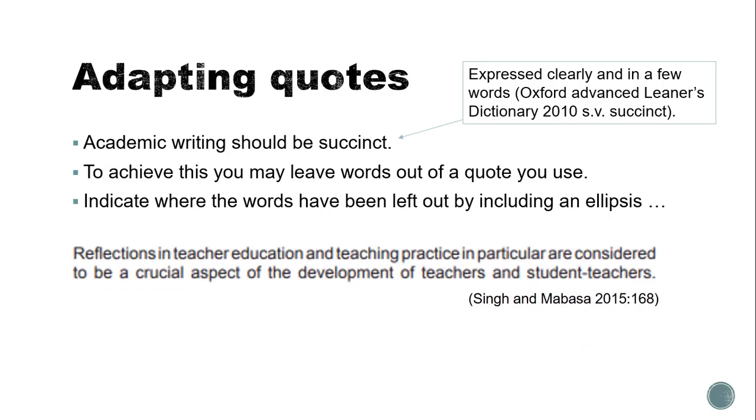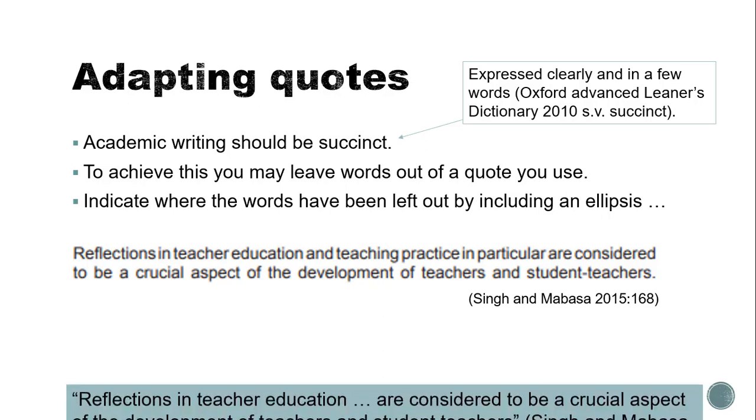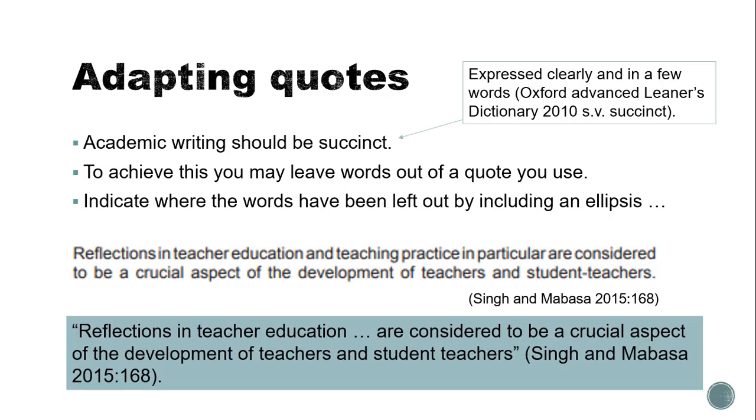Let us consider this example from a journal article by Singh and Mabasa. You would like to use this quote, but your assignment is not about teaching practice, so this is unimportant to your argument and unnecessary to your quote. You can use this quote and leave out the part about teaching practice by including the ellipsis where the words have been omitted. Here is how you would do it.